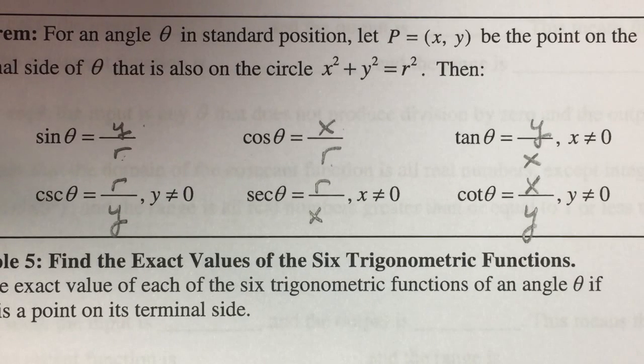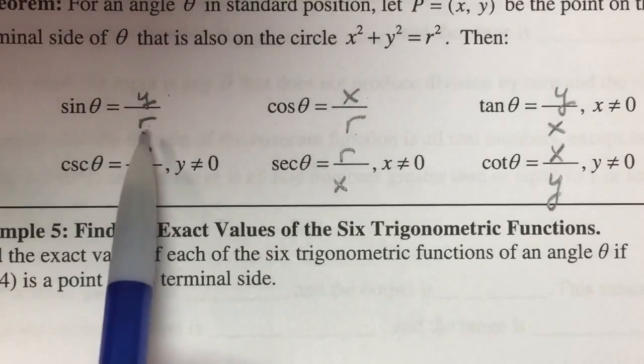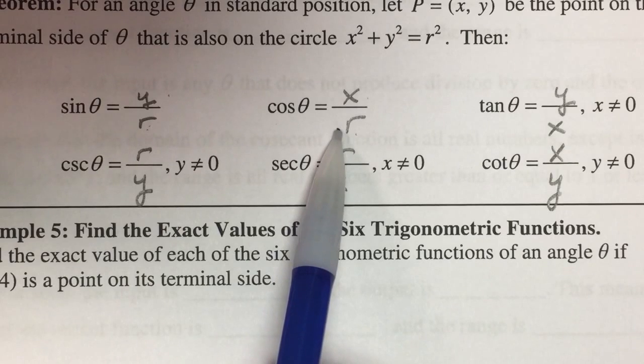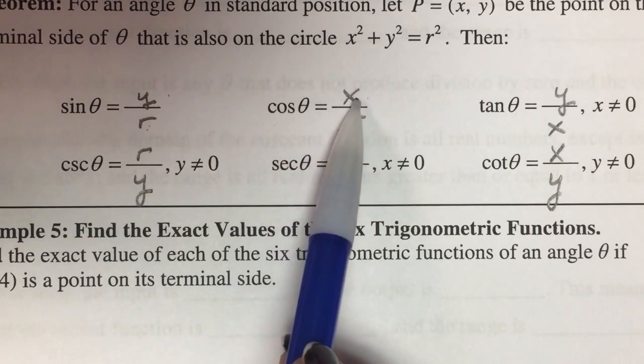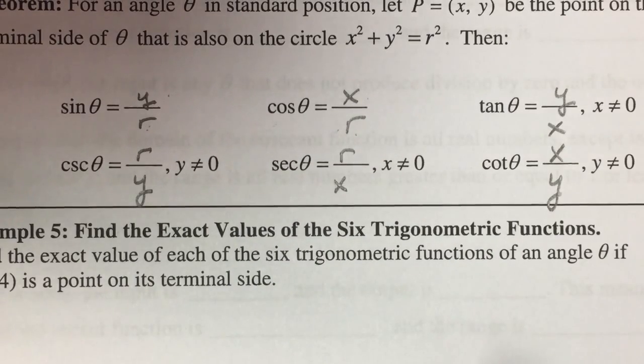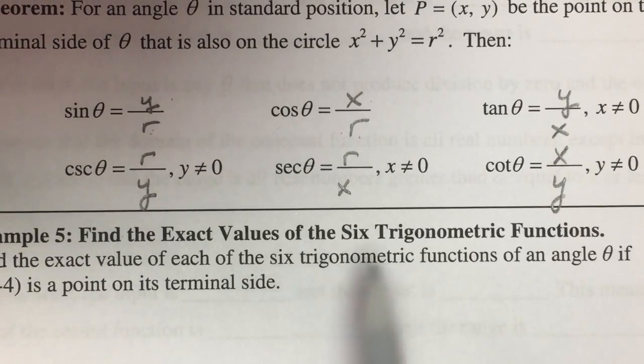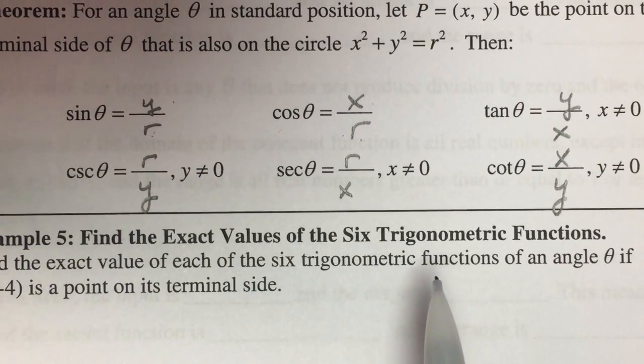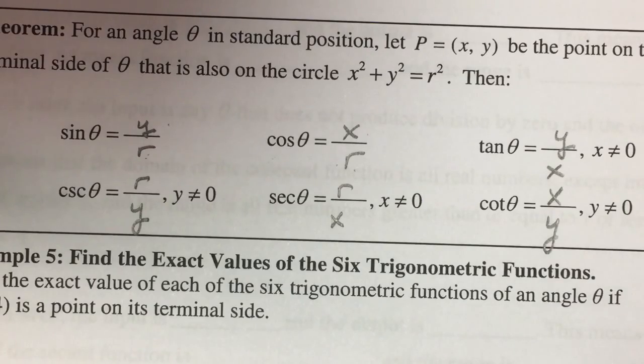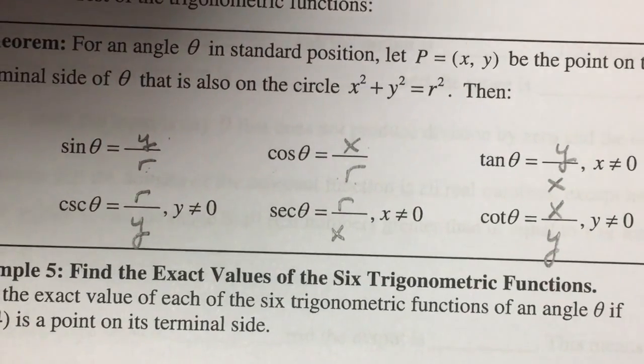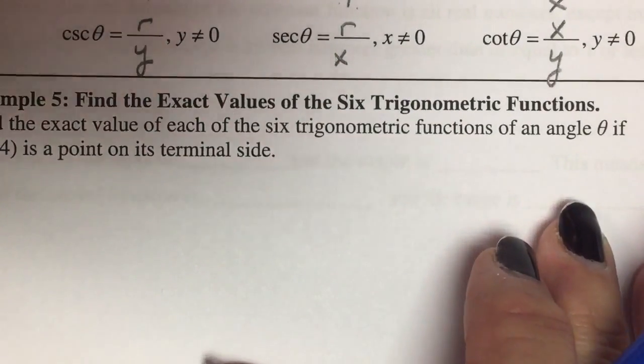So again, they're just taking you off the unit circle. The unit circle is where radius is 1, so everywhere we do that, our r just turns into a 1. That's why the cosine is the x value, or the x-coordinate of the point. So they're just saying if you're not on the unit circle, then you have to use SOHCAHTOA. If you don't remember SOHCAHTOA, you might want to look that up.